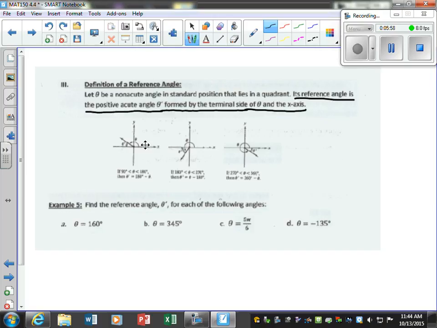So, and I know you can't see these very well, but the idea is that if this is my angle theta, the closest way to get back to the x-axis would be this angle.